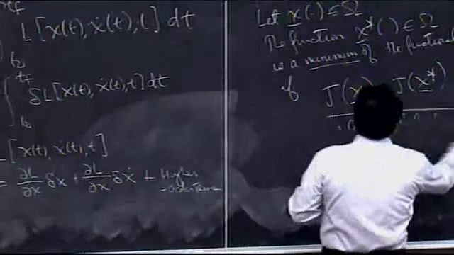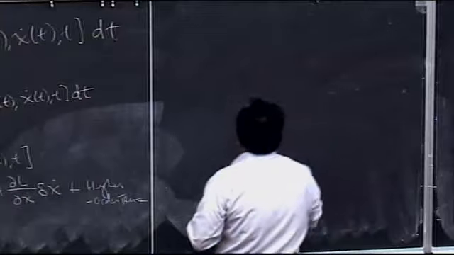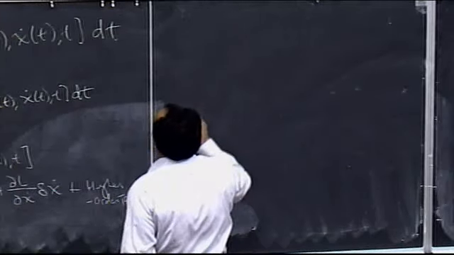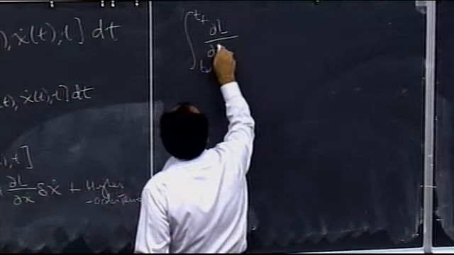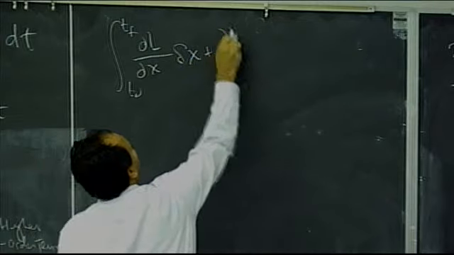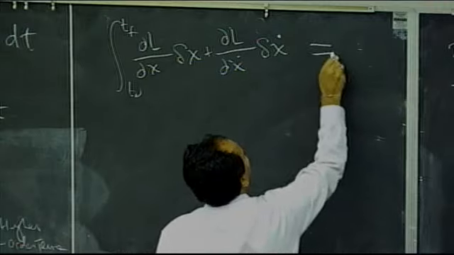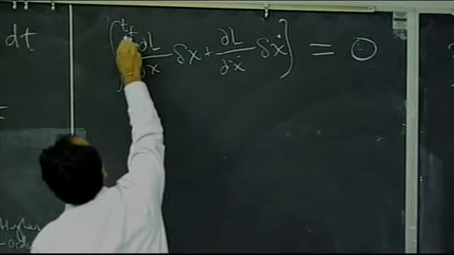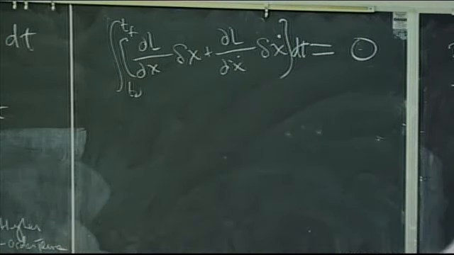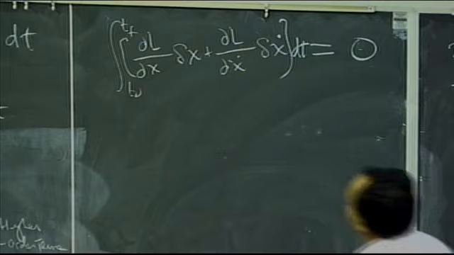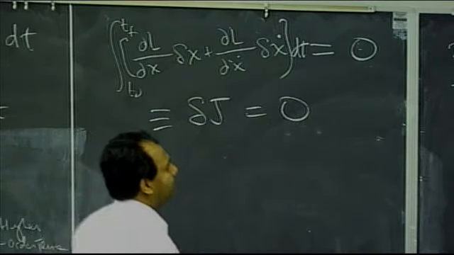So now what we do is we say, all right, I've got that part out of the way. So now my variation becomes this. The whole thing becomes the integral from t0 to tf of the partial of L with respect to x times the variation in x, plus the partial of L with respect to x dot times the variation in x dot. The whole thing is integrated over t, and I'm going to set that equal to 0. That's my first variation, the first variation in that functional. If you don't remember that, it's the same thing as saying the first variation is equal to 0.